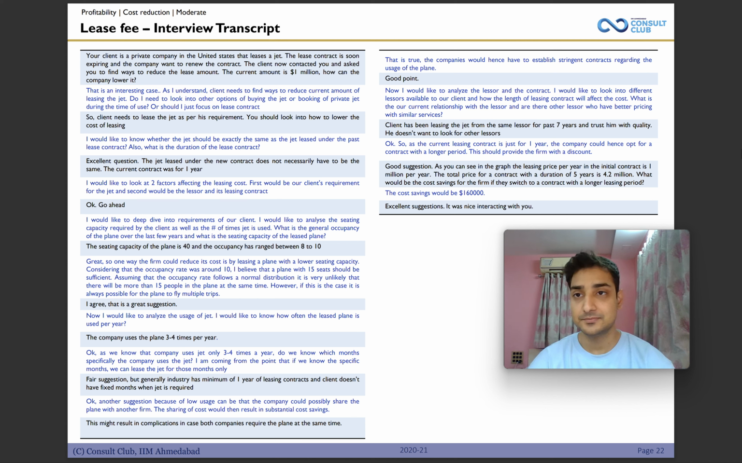So let's begin. Also, all the text with the blue background is the statements by the interviewer, and all the text with the white background and blue text is statements by the candidate.